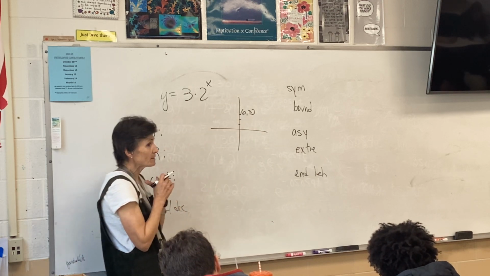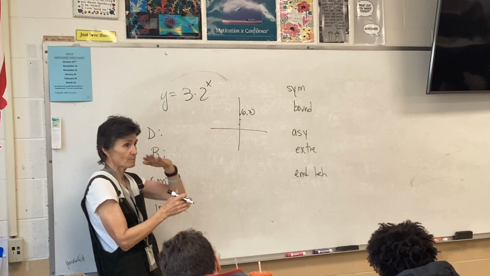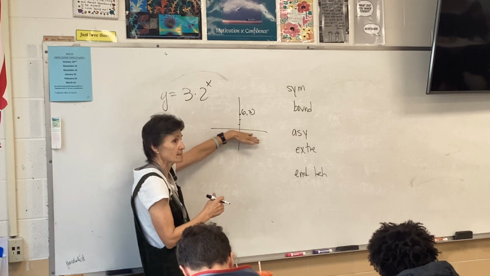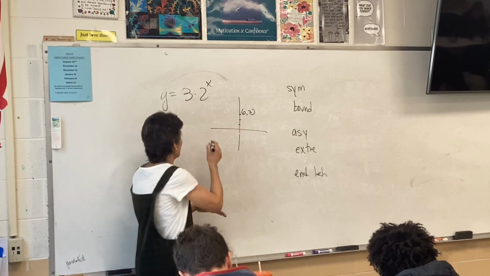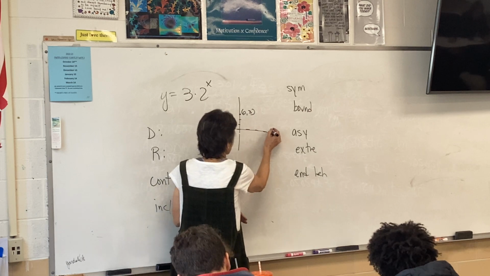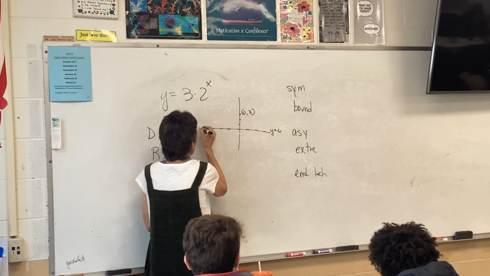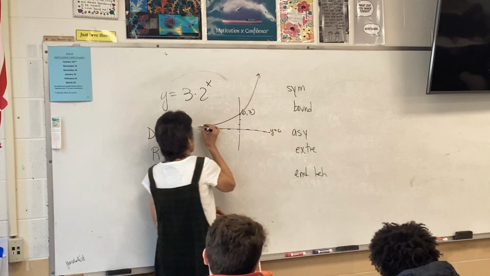Have we shifted the picture at all to change its asymptote? The normal asymptote is the x-axis. Have we shifted it? No. So that's still gonna be my asymptote. And it's gonna look like this.